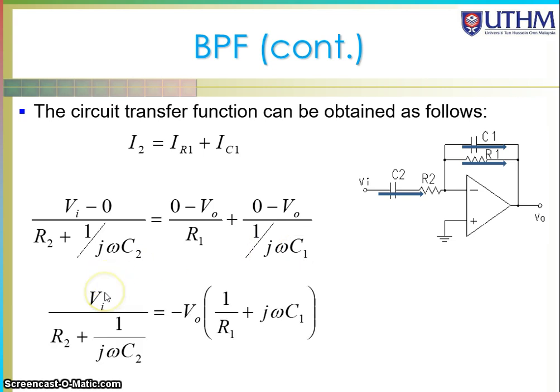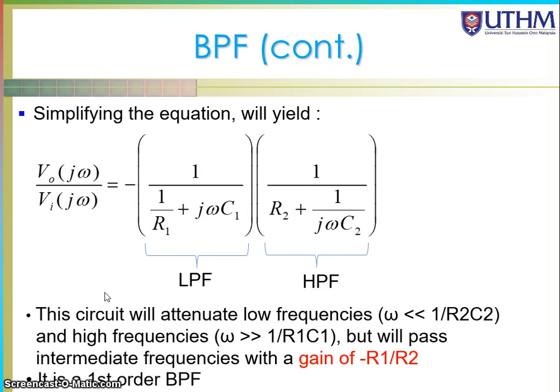So, simplifying this equation, there will be several steps before you arrive at this particular equation. The transfer function Vo over Vi will be 1 over (1 over R1 plus j omega C1), and for the other part, 1 over (R2 plus 1 over j omega C2). This is for the low pass if you compare to the previous notes, and this is the equation for the high pass. So a combination of low pass and high pass will give you a band pass filter. There is a negative sign over here because the input is to the inverting terminal. The highest gain will be minus R1 over R2 when all the capacitance is ignored.